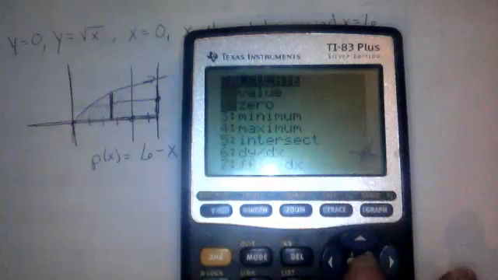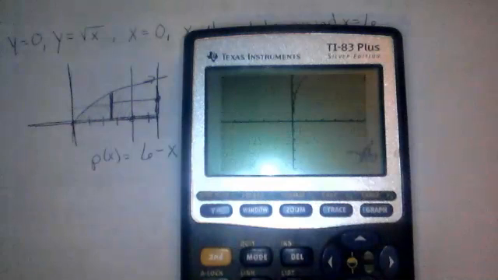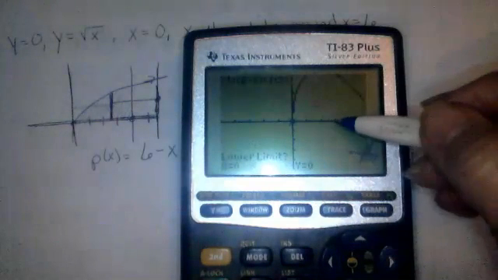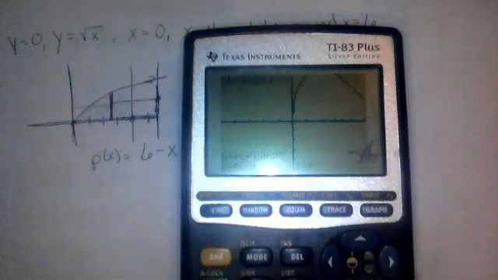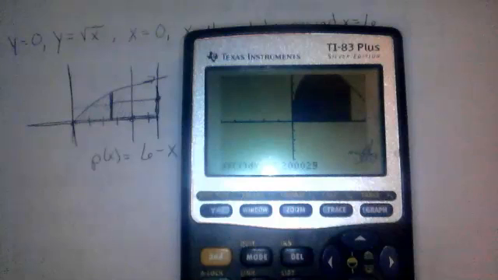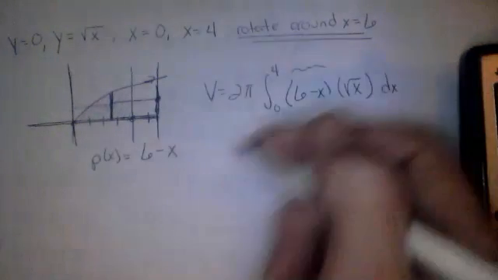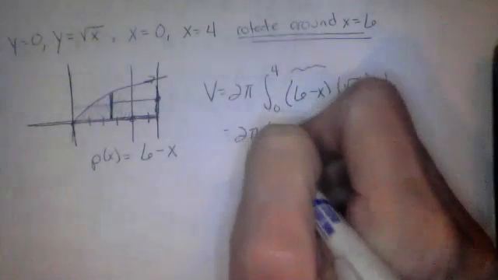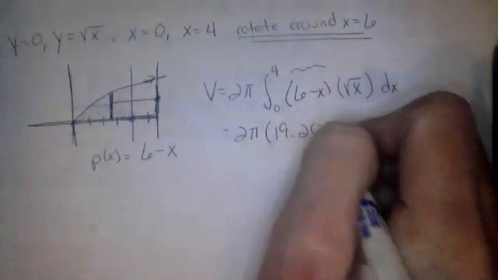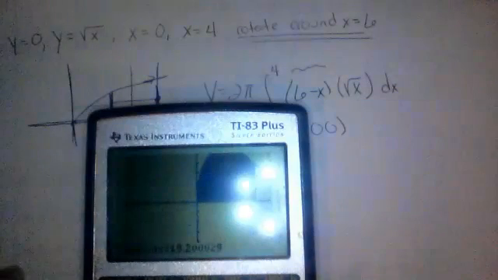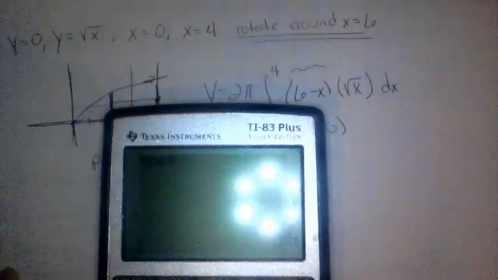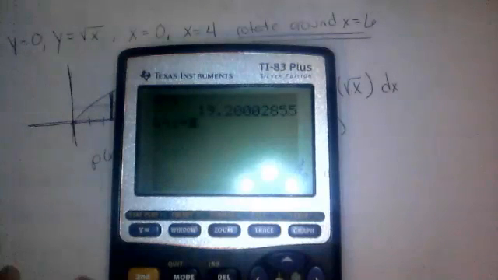All right, so here it is, 6 minus x times the square root of x. We're going to calculate the integral from, oh, do I have 4? 1, 2, 3, 4, yep, 0 to 4. So we get 19.200. So we have 2 pi times 19.200. So I can pull that to my home screen. Times 2 pi. And I get 120.637.